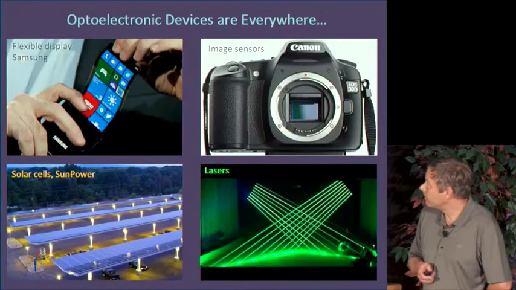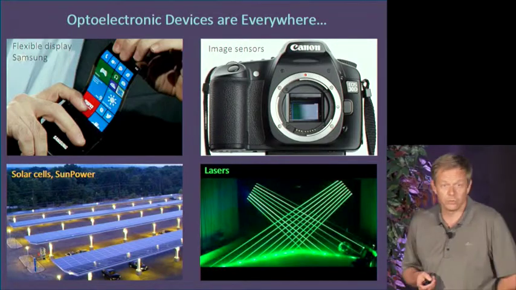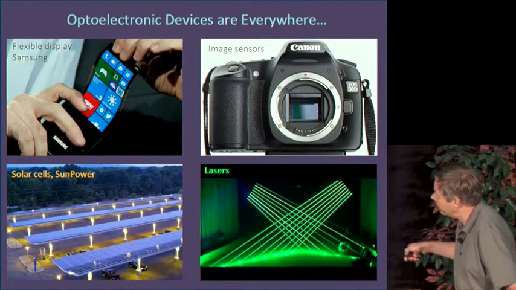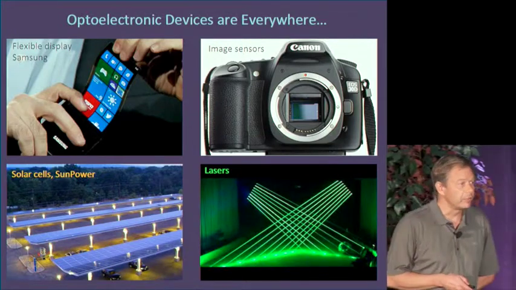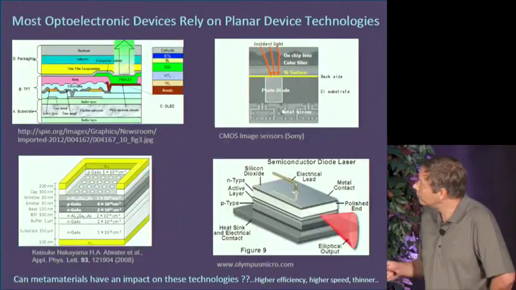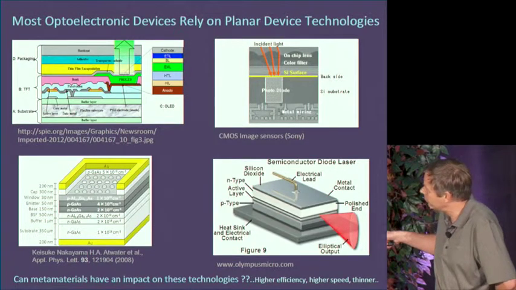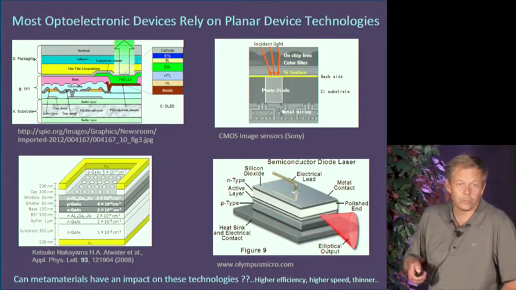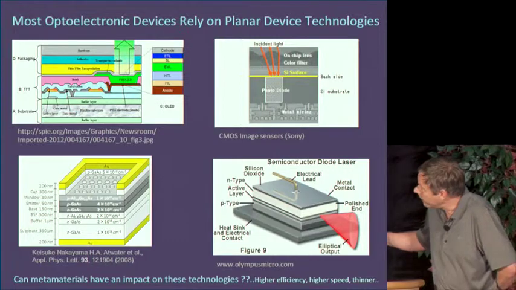But let me briefly back up and mention that light is used in many optoelectronic devices, such as cell phones, photo cameras, solar, lasers. And if you take a cross-section of some of the devices and look inside, you'll notice that many devices, such as a solar cell, consist of many layers of semiconductor material that are doped in various ways, and also often metallic back reflectors.